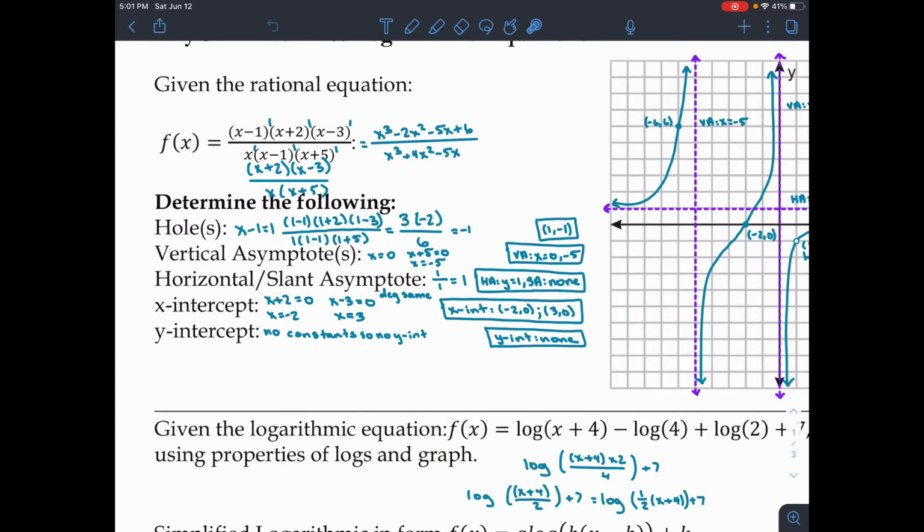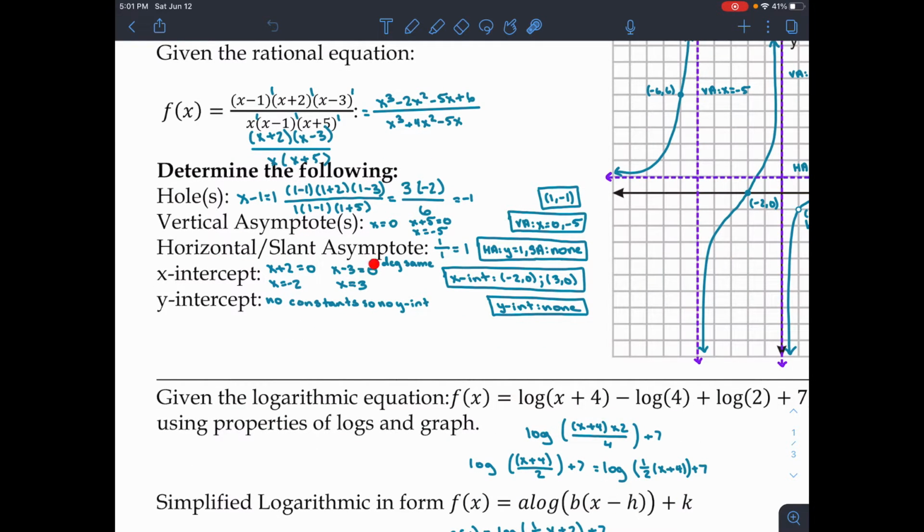And for the vertical asymptote, we take the denominator's terms that are not cancelled, so we would just take the x and the x plus 5. We set those equal to 0 and find x. So we get x equals 0 and x equals negative 5. That means the vertical asymptotes are x equals 0 and x equals negative 5.